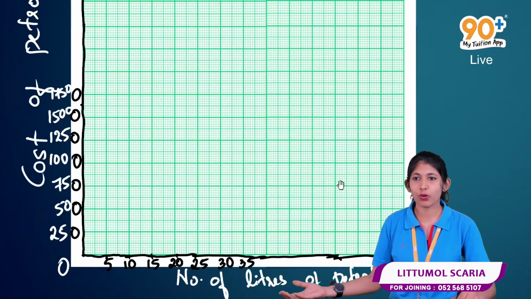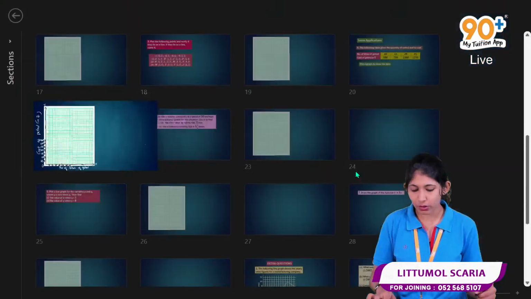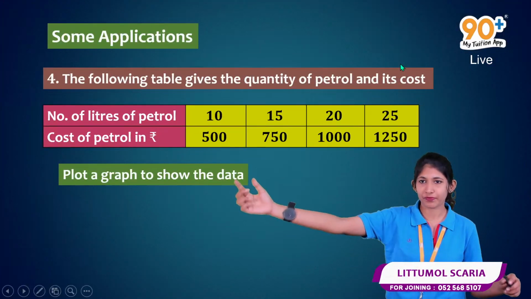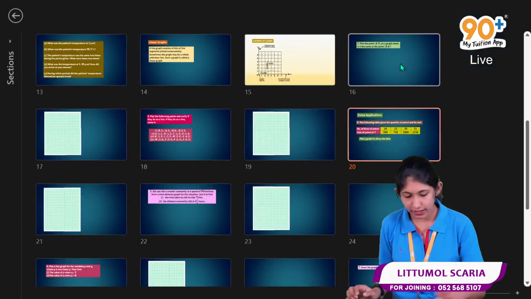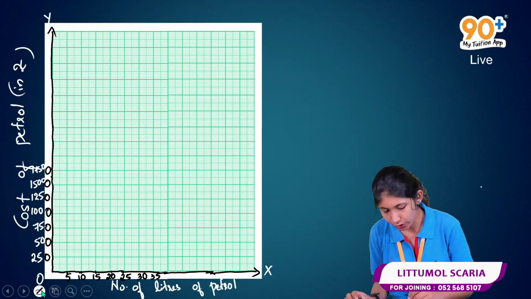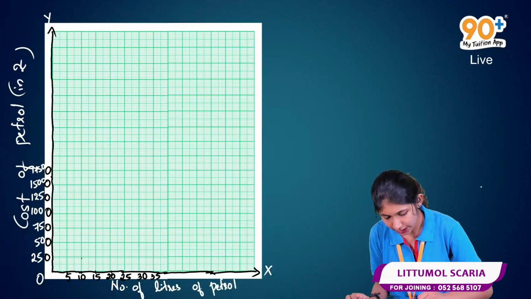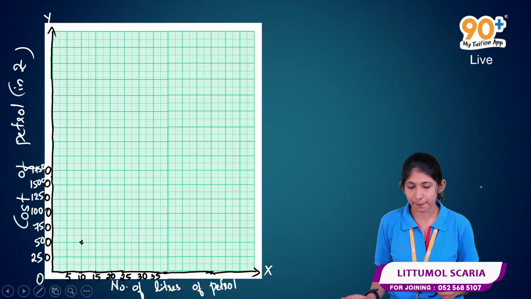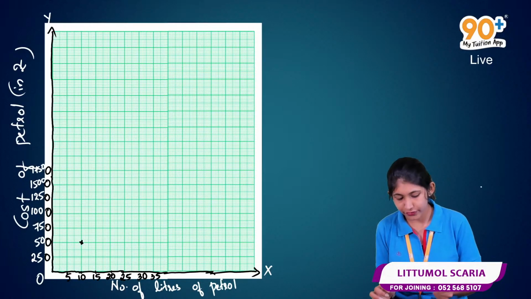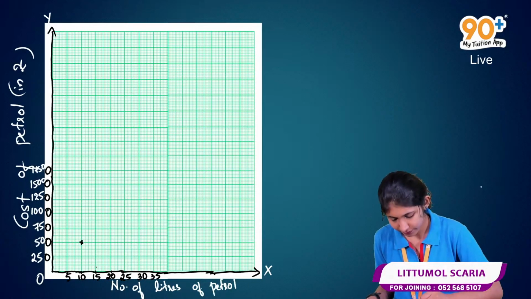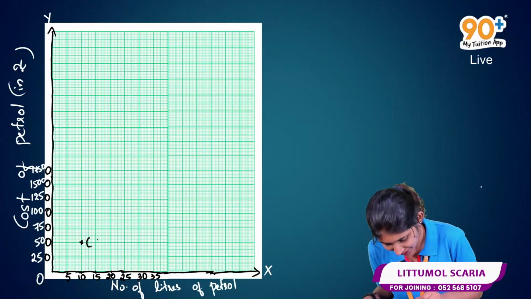Okay, Angela, now I hope you can see. Just plotting those points. So which are those points? 10, 500. So on your x-axis you have your 10, and on the y-axis you have your 500. So this is your first point. You can write it as a bracket 10, 500. Yes, what you said is correct.